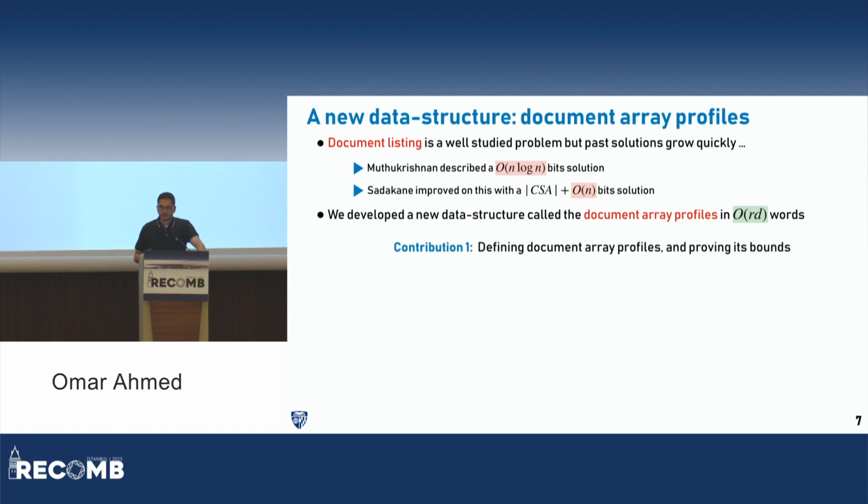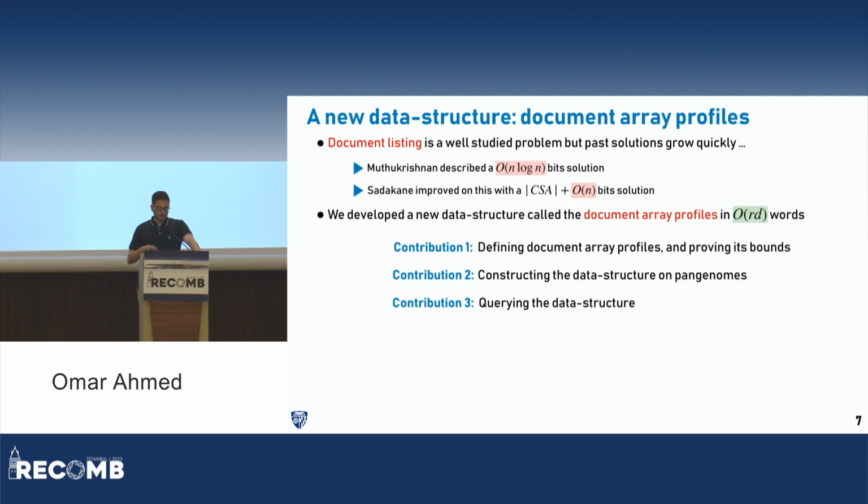So we developed a new data structure called document array profiles, which has a space complexity of R times D. To highlight some of the contributions, since I won't be talking about all of them, we define the data structure, prove theorems on its size, discuss how we can construct this data structure on pangenomes efficiently, and how we query it. I'll be mostly focusing on the first and third one, and feel free to ask questions about the second one if you're interested.